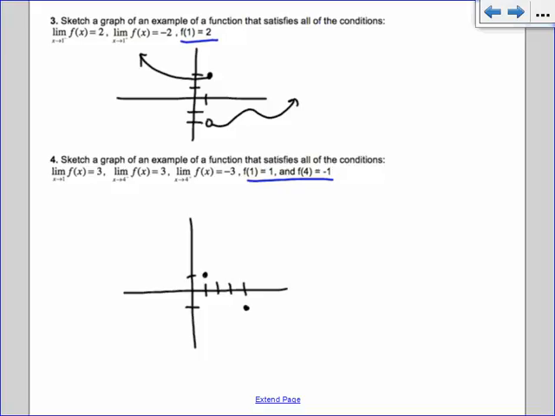All right, so it says limit as x goes to 1 is 3. So as I go towards 1, from which direction? Both of them, right? So as I go towards 1 from both directions, it has to go towards 3. So that means I'm going to have an open circle at (1, 3). And from both the left and the right, I'm going towards that.